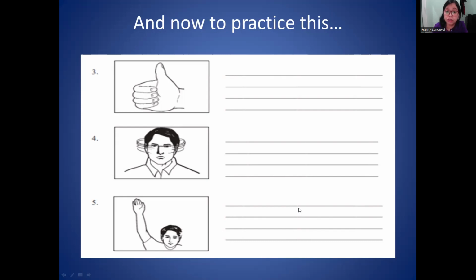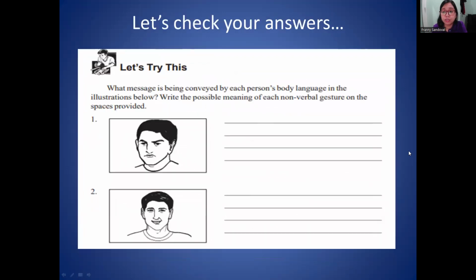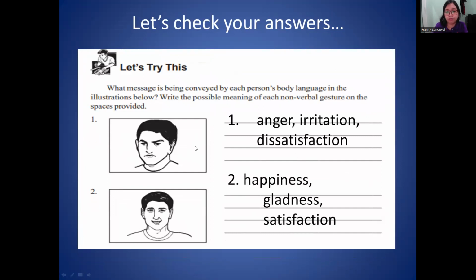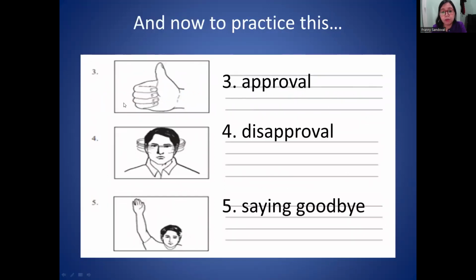Okay, so are you done? Let's check your answers. For number 1, it's facial expression, a frown. It shows anger, irritation, and dissatisfaction. Number 2, a facial expression, a smile, shows happiness, gladness, or satisfaction. Number 3, a hand gesture, thumbs up, shows approval.